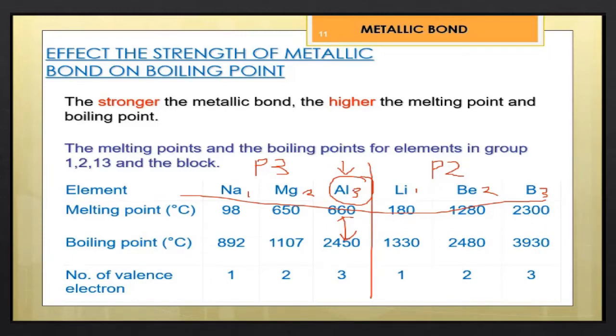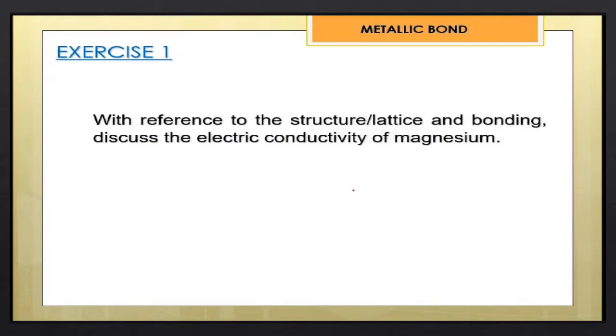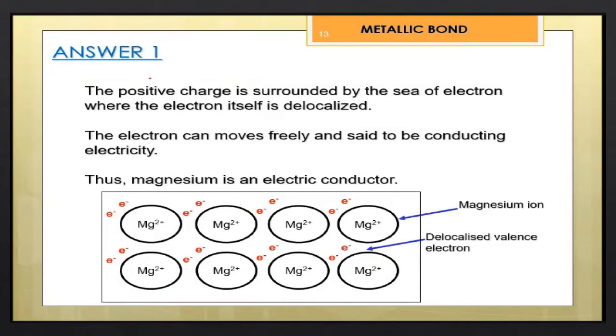Okay, next, we go for exercise. The first question refers to the structure, lattice, and bonding: discuss the electric conductivity of magnesium. So you have to mention that the positive charges are surrounded by a sea of electrons, where the electrons themselves are delocalized. Delocalized means they move around, free to move. So they move freely, and are said to conduct electricity. Actually, when we explain the conductivity of electricity or thermal conductivity, we must mention the electrons are delocalized and move freely.